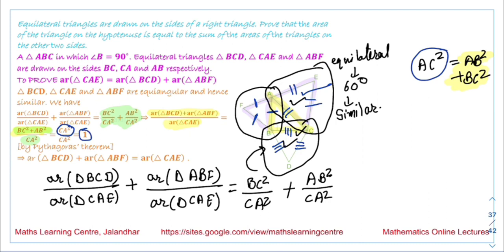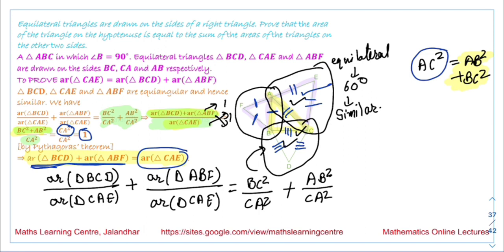So on adjusting these terms, the value of all these terms comes out to be 1. If we cross multiply these terms, we get the final answer: area of triangle BCD plus area of triangle ABF is equal to area of triangle CAE. And this is what we had to prove, that the area of the triangle on the hypotenuse is equal to the sum of the areas of the triangles on the other two sides.